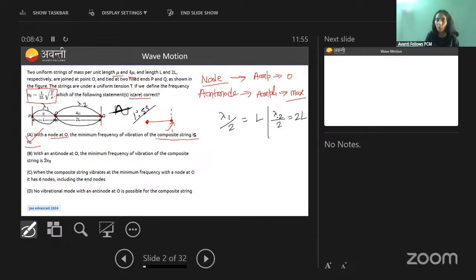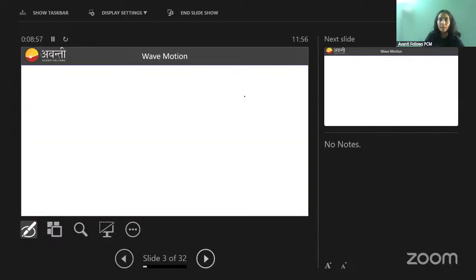This is your 2L. Okay, so these are two things we are noticing. After that, if you talk about the n number of vibrations, the fundamental frequency case will be like this. If two ends are fixed, then fundamental will look like this. Second will look like what? It will look like this.